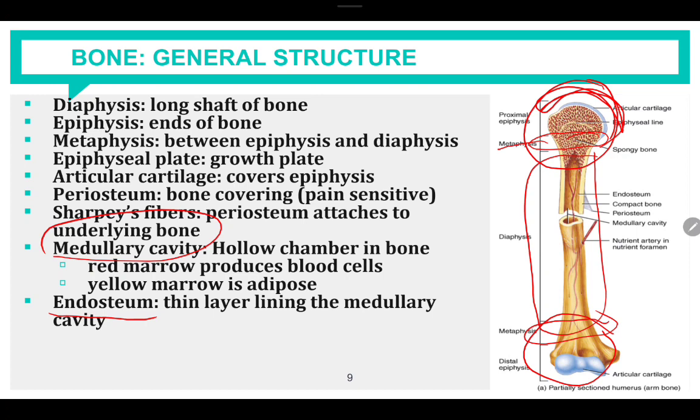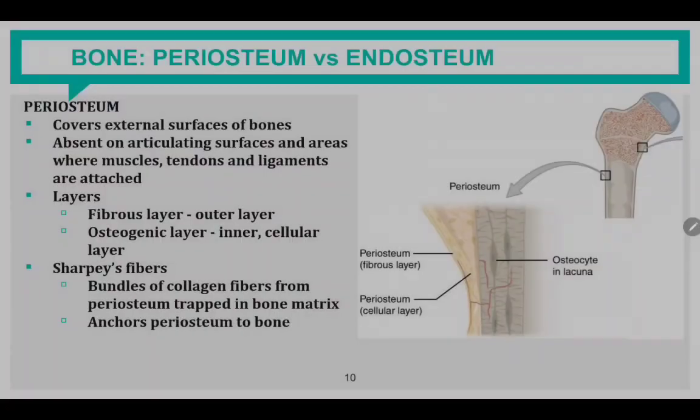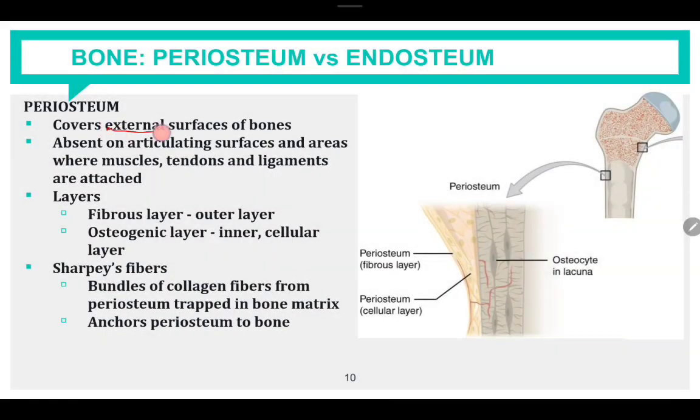So let's differentiate periosteum from endosteum. Periosteum covers the external surfaces of the bone, absent on articulating surfaces and areas where muscle, tendons, ligaments are attached. So, kung merong mga tendons, ligaments na naka-attach, wala kang makikitang periosteum dyan. Ang layers nito, it has fibrous layer, which is the outer layer niya. In this picture, this one. And then, the osteogenic layer or the cellular layer.